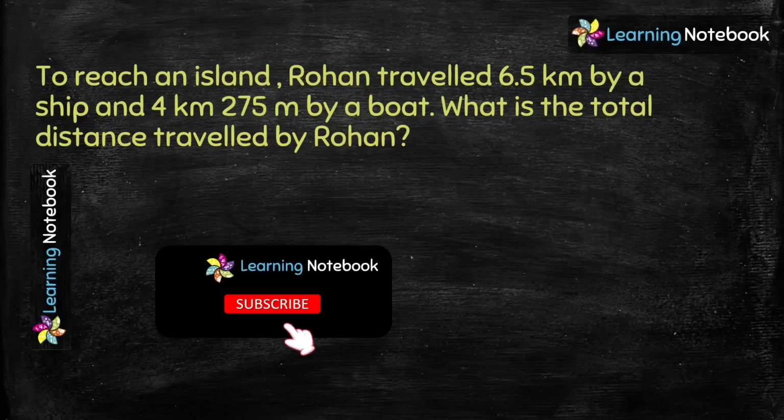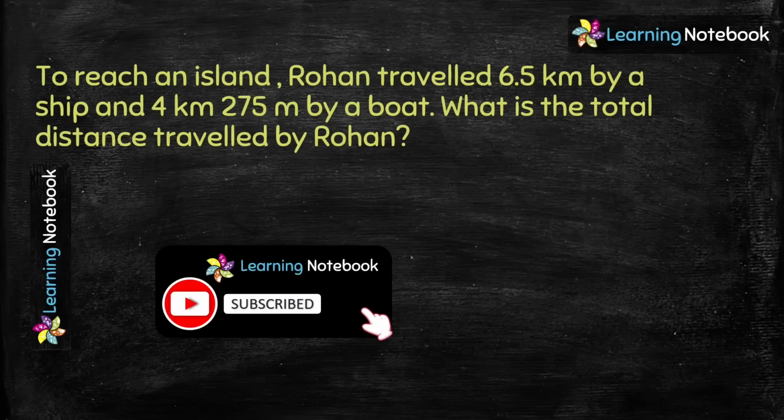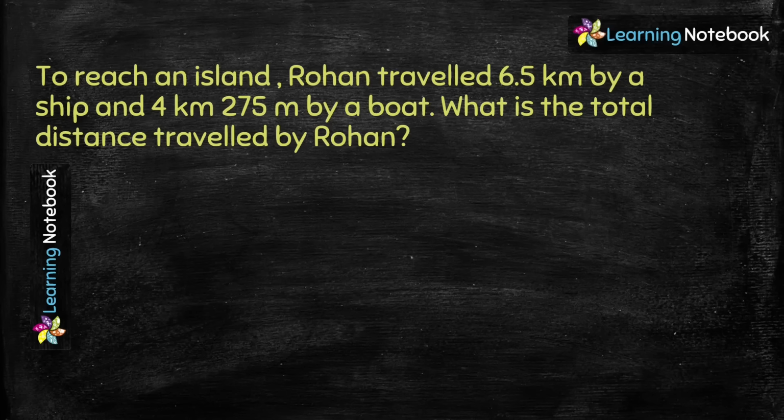Let's do the next word problem. To reach an island, Rohan travelled 6.5 km by a ship and 4 km 275 meter by a boat. So what is the total distance travelled by Rohan? So in this word problem, we have to find the total distance travelled by Rohan and we are given the distance travelled by him by a ship and by a boat. So let's solve this word problem.